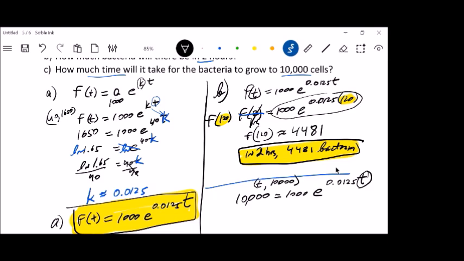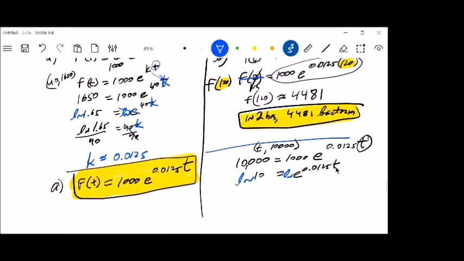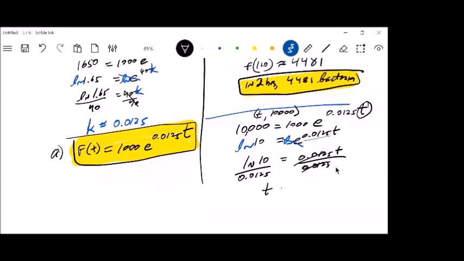Let's first divide by 1,000, which we get 10 equals e^(0.0125t). Whoops, I forgot the zero again. Gotta be careful of that every time. And we do natural log of both sides because that allows this part to come down to the main part of the problem. Natural log of 10 equals 0.0125t, the e^(0.0125t) crosses out. Divided by 0.0125. And then you put that in the calculator and you get t is approximately 184.